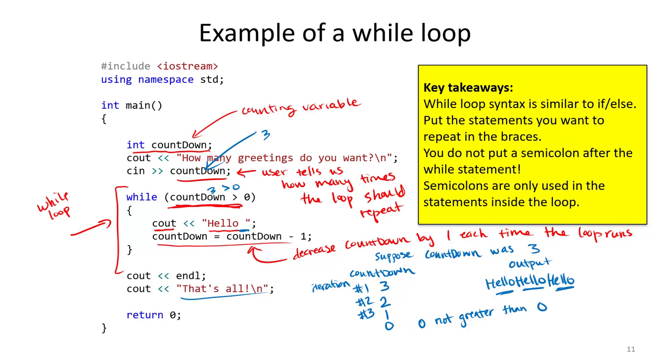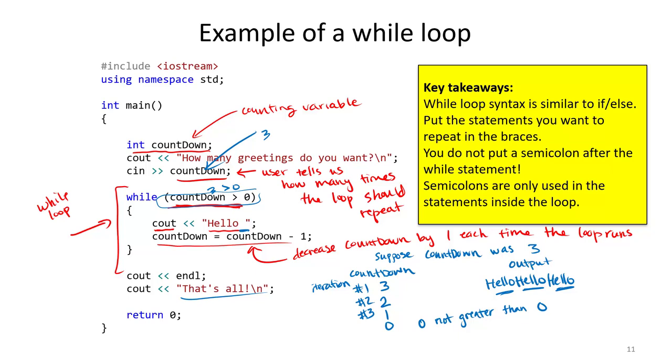Also notice another thing. What happens if our user gives us a negative number? Will the loop run? Well, notice a negative number is not greater than 0. So if our user gives us a negative number for countdown, the loop won't run at all.